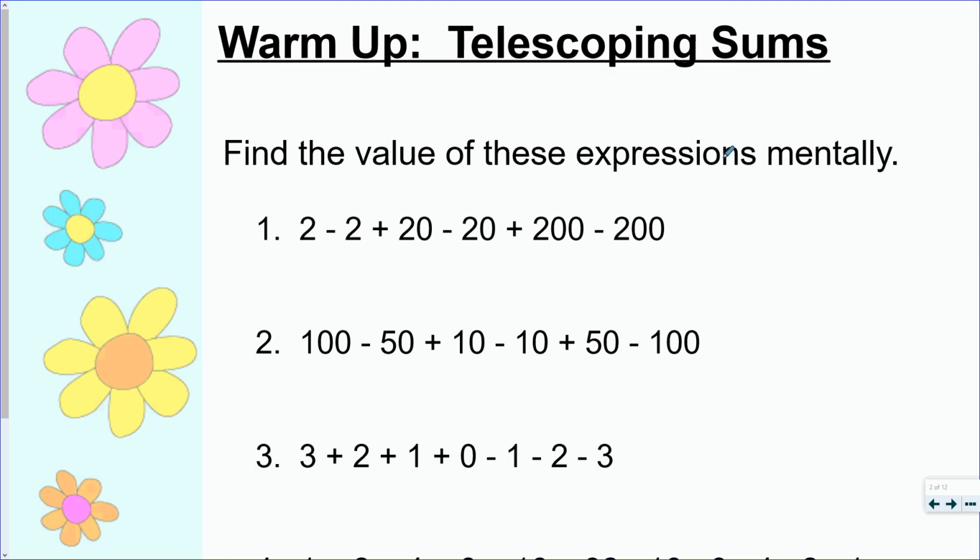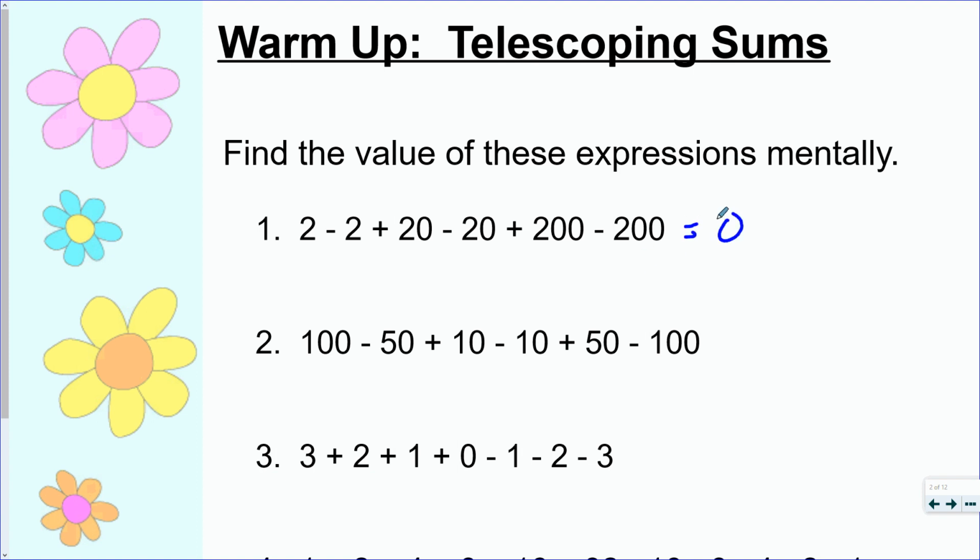Okay, so let's start off with a little bit of a warm-up here, finding the value of these expressions. These are called telescoping sums because they involve terms that cancel out. For example, 2 minus 2 plus 20 minus 20 plus 200 minus 200. You know what that is? That's an easy one, right? They'll cancel out. They leave you with 0.